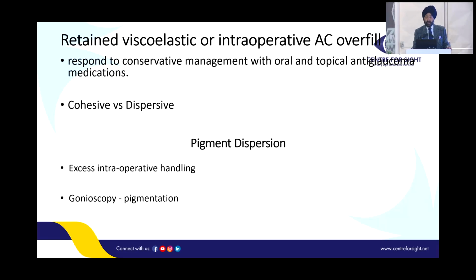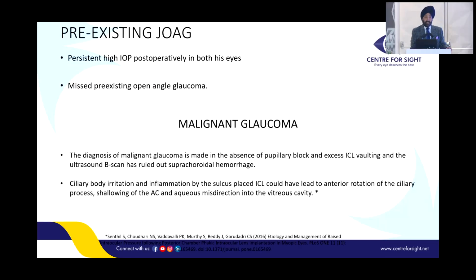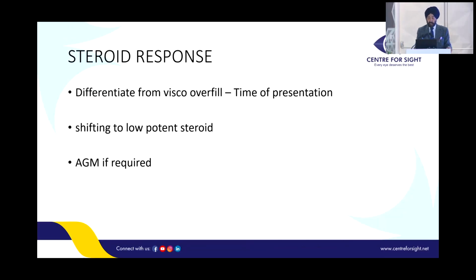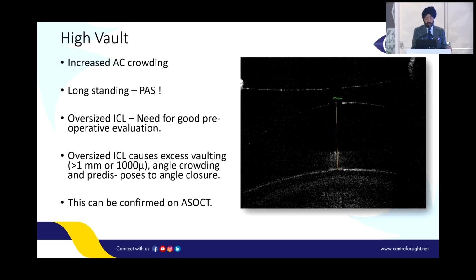Retained viscoelastic, AC overfill, pigment dispersal, these are something important. Pre-existing juvenile open-angle glaucoma, sometimes there could be, very rarely, a malignant glaucoma has been described. Steroid response is different, and you have to give anti-glaucoma.